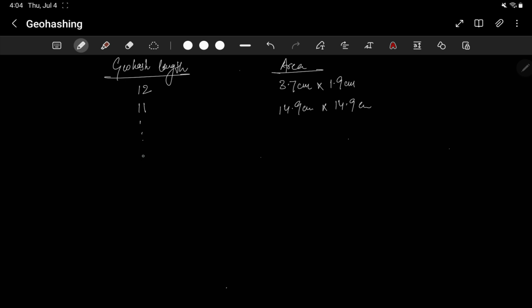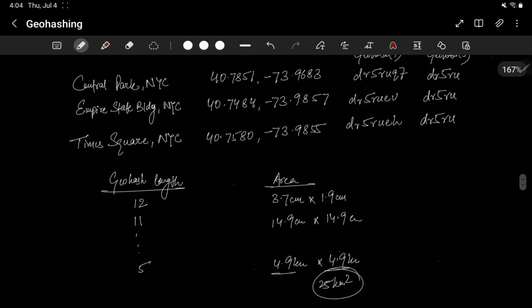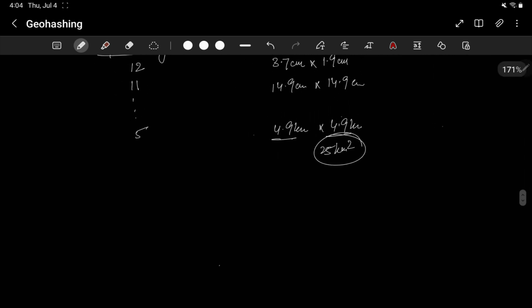Similarly, if we keep going, we will see that if the geohash length is 5, it is 4.9 kilometer times 4.9 kilometer. It means roughly 5 times 5 kilometer, 25 square kilometers, right? So here, if you see, the five characters are the same for these three. It means we are getting an idea that all these are within the same area of 25 square kilometers of each other, right?